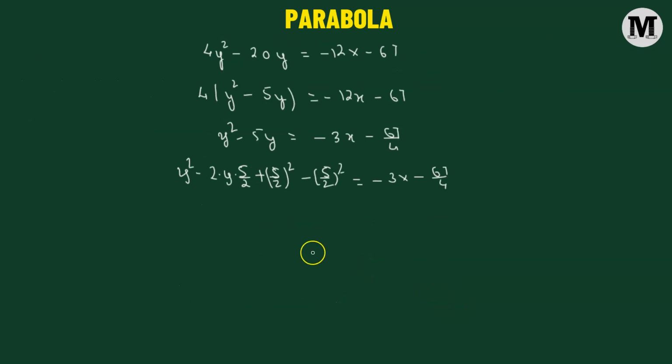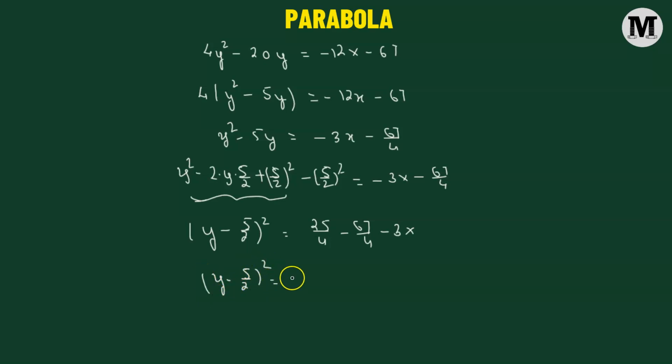Let's further simplify. Now, the first 3 terms are nothing but the expansion of (y − 5/2)². That will be equal to, now we can transpose the negative (5/2)² to the right hand side. So that will become 25/4. And we already have −67/4 on the right hand side, minus 3x. So (y − 5/2)² = 25/4 − 67/4 − 3x, that's going to be −21/2 − 3x.